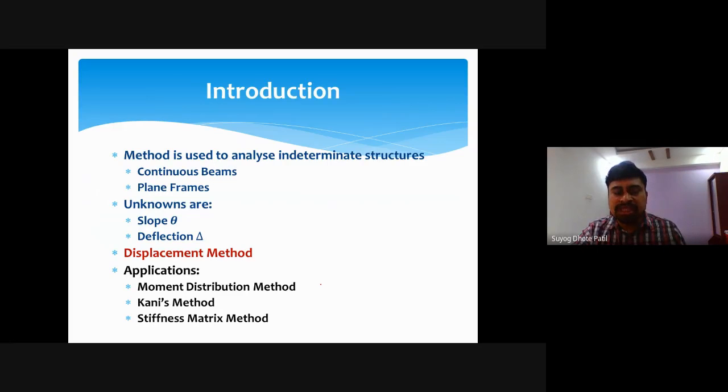And basically there are three basic applications. The slope deflection method can be applied directly or indirectly in the MDM, meaning the moment distribution method, Kani's method, and the stiffness matrix method. Again, it is used for the analysis of indeterminate structures like continuous beams, frames, and plane frames. There are two basic unknowns we have to find: rotation at the support and support displacement. It is termed the displacement method, with applications in MDM, Kani's method, and the stiffness matrix method.